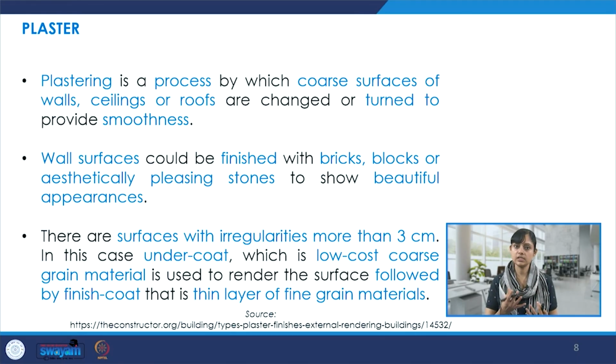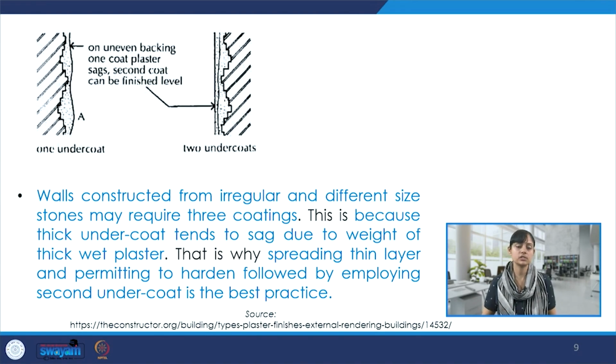So there are surfaces with irregularities more than 3 centimeters, and in this case, an undercoat, which is low cost, coarse grain material, is used to render the surface some kind of uniformity, and then it is followed by a finished coat that is a thin layer of fine grain material. So one has to understand what is the surface which is being treated, what kind of wall it is which needs to be finished, and accordingly these design decisions and plastering related decisions are taken into account.